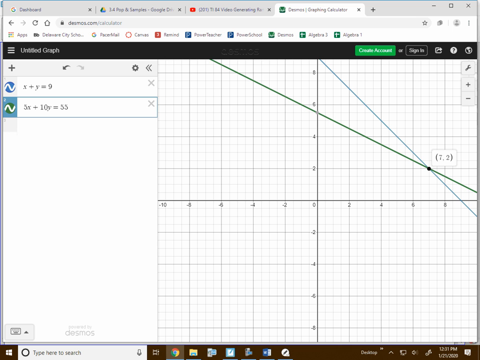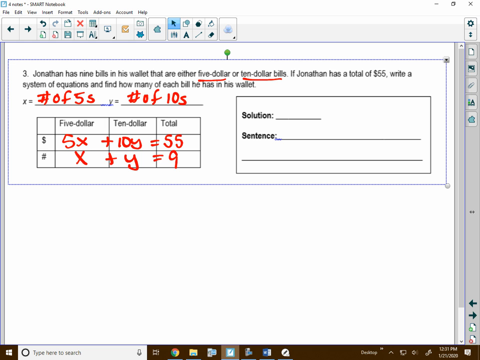Okay, it crosses at 7, 2. 7, 2 is where both lines intersect. So let's go back and write that solution.